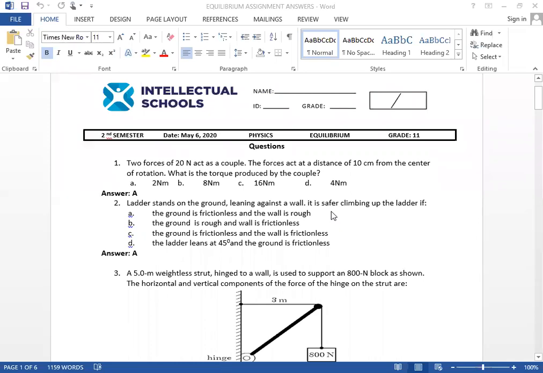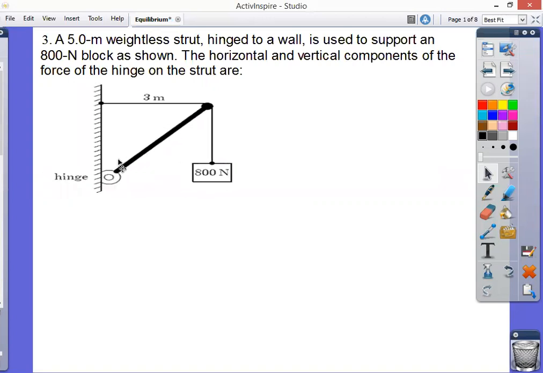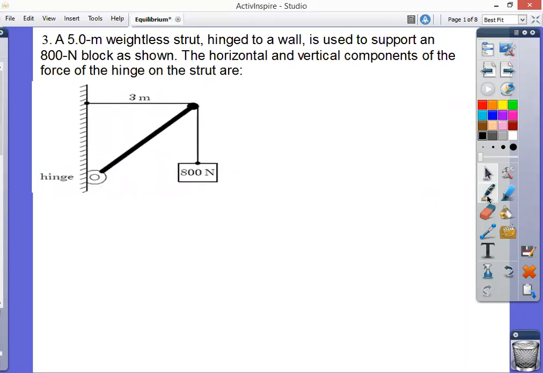So let's go to number 3. I'm gonna change the screen right now for number 3. For number 3, let's go to use the smartboard properties. So this question, a 5-meter weightless strut hinged to a wall is used to support an 800 Newton block as shown in the figure. Here 800 Newton over here. So it is asking you horizontal and vertical components of the force of the hinge, the strut part. Okay, we're gonna find the horizontal and vertical components of it.